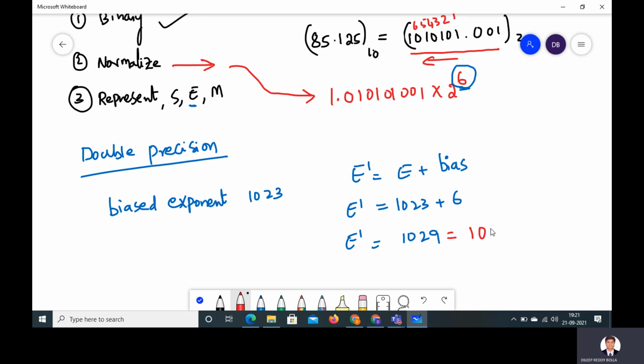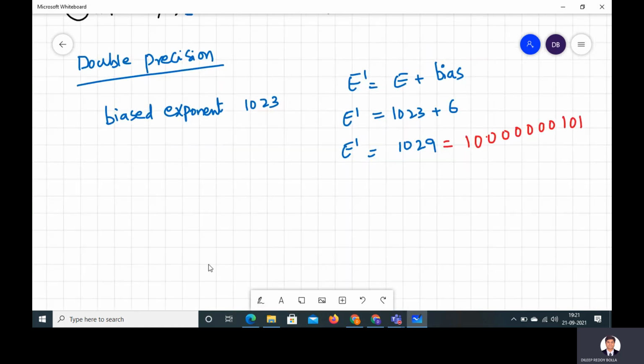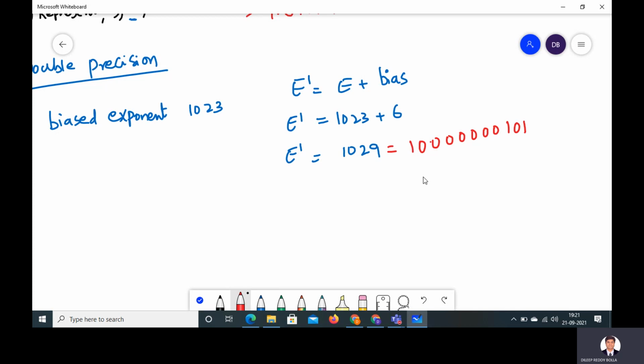It is 1 0 0 0 0 0 0 0 1 0 1. So how is that? I'll just explain to you. You can just observe this carefully. So if you look at this one, what we had here is the 8421 code. We can use it.